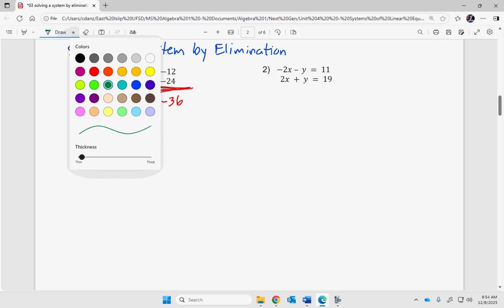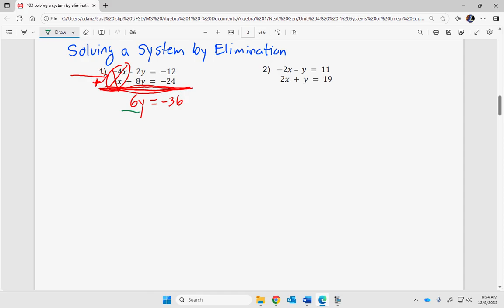Anyway, since x got eliminated, I can now solve for y. It's the easiest equation. Just divide both sides by 6, and y equals negative 6. Just like yesterday and just like the day before that, when you solve a system, we're trying to find a point of intersection. So right now, all I have is the y coordinate. I need to find the x coordinate.